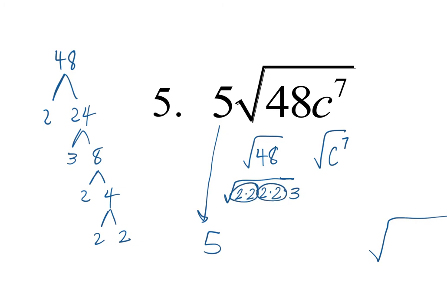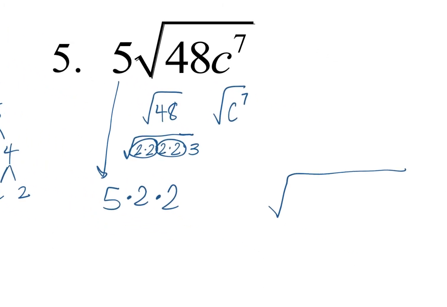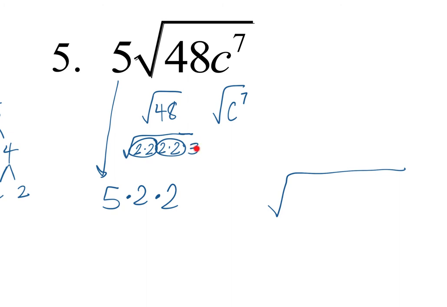So a 2 comes out and a 2 comes out. And then this 3 right here didn't repeat twice, but it still matters. You just don't get rid of it. It didn't repeat, so it just goes back to jail, back to the radical, okay? And then c to the 7th, you can write out 7 c's if we need to. 1, 2, 3, 4, 5, 6, 7.